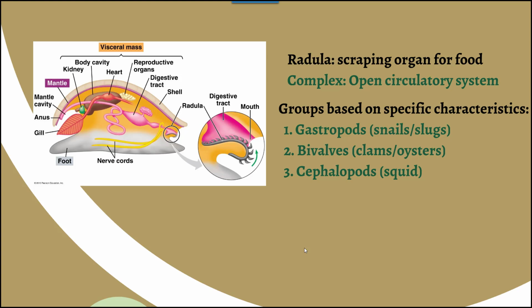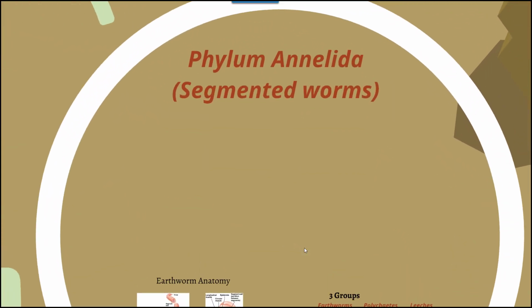The grouping of Mollusca is dependent on specific characteristics. As you can imagine, snails and slugs get lumped into one group referred to as gastropods, gastro meaning stomach, pod meaning foot. The clams and oysters, as you can imagine with the two shells, fall into a group called bivalves, which means two shell. And then squids and octopus fall into something called cephalopods, which means head foot. So a couple of quite diverse groups there.